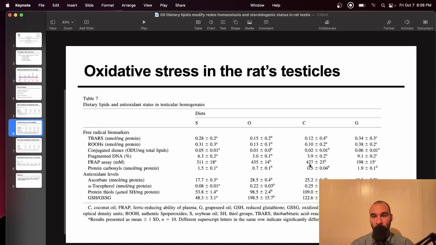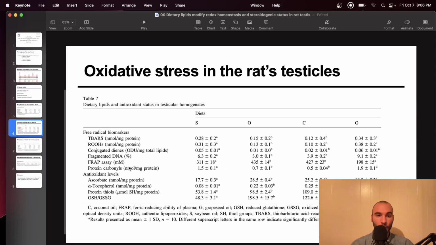The coconut oil and the olive oil performed the best, which means that the testicular homogenates, the tissue that they ground up for this assay, had a much higher antioxidant capacity than both the grapeseed oil and the soybean oil. It looks like the coconut oil and olive oil have about 2 times the amount of antioxidant activity of the grapeseed oil, and about 1.5 times that of the soybean oil.